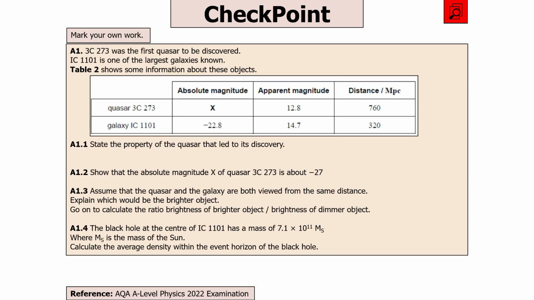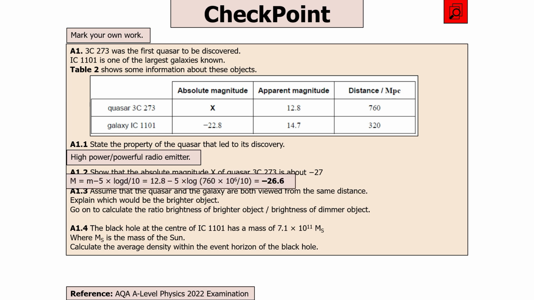Right, so in this first one, what's the property? It's a very powerful, very strong radio emitter as observed on the Earth. This next one, we've got our apparent magnitude, we've got our distance, so we can say M equals m minus 5 times log d over 10, so it's 12.8 minus 5 log d over 10. Remember, we turn our megaparsecs into parsecs, so it's minus 26.6.